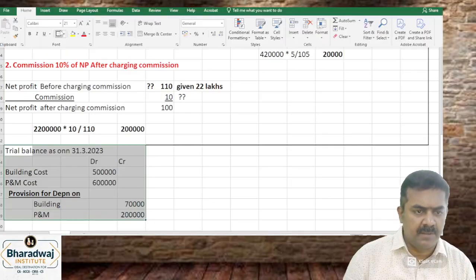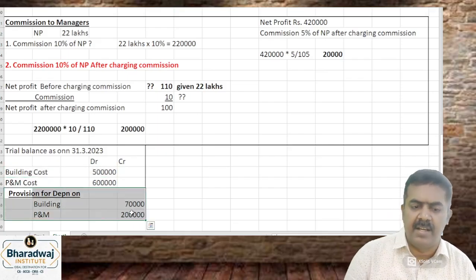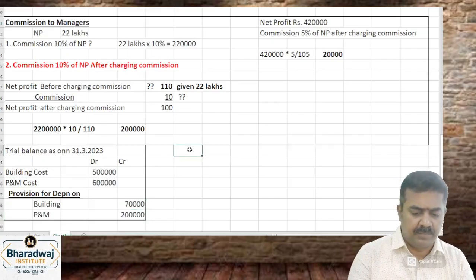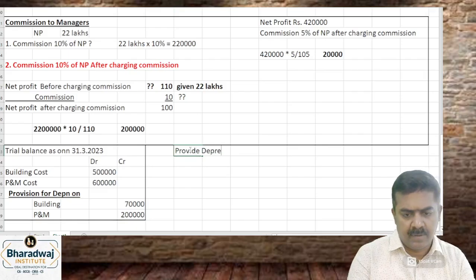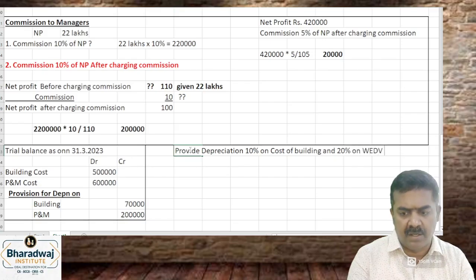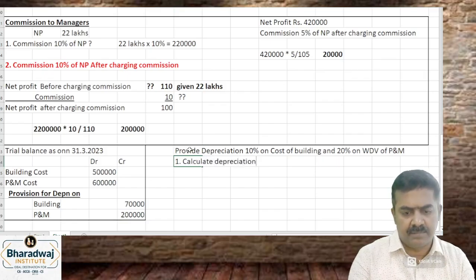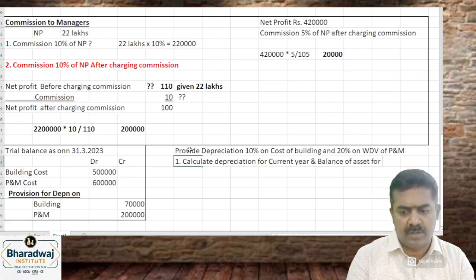The trial balance is given. The building at cost is given, the plant and machinery at cost is given, and provision for depreciation on building and plant and machinery is given. Provide depreciation at 10% on cost of building and 20% on WDV of plant and machinery. They can ask you to calculate depreciation for the current year and the balance of the asset for the balance sheet.